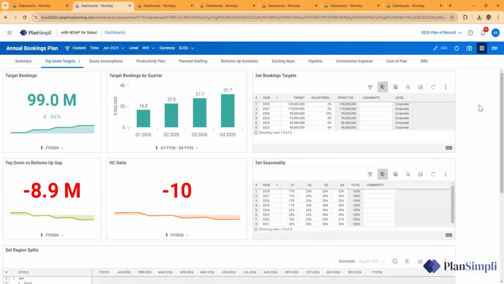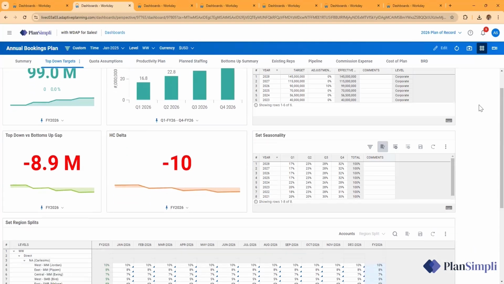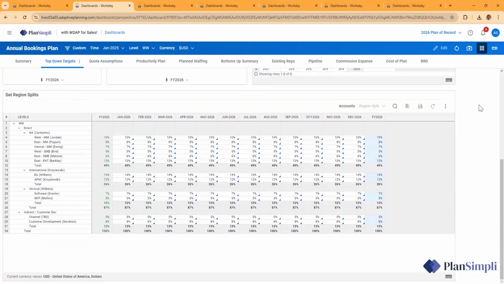And immediately, as you can see, without changing any other assumptions, today we would have about a $9 million gap in bookings by the end of the year, which results in about a 10-person headcount gap. We can, of course, look at the historic data to help us get starting points for where we expect the splits of data to occur across regions, or we can at any point in time make manual adjustments and overwrite any of those specific numbers.